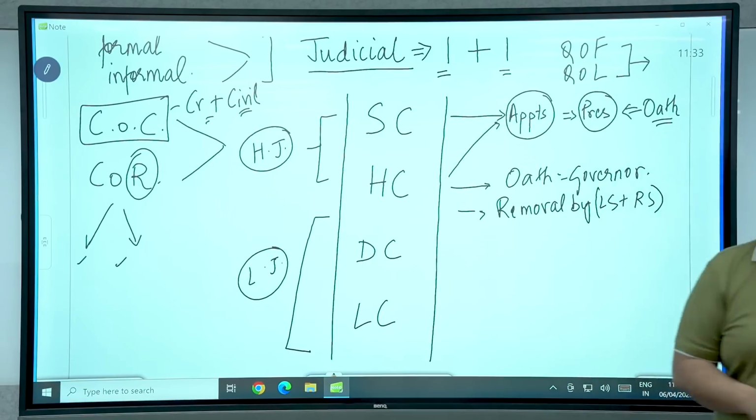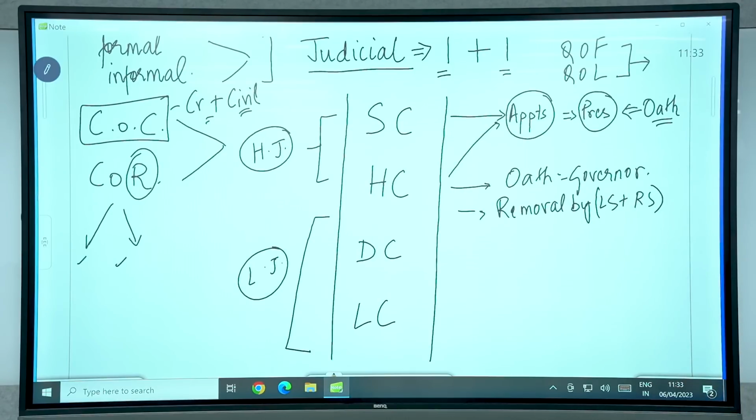Now see, appointed within a judicial setup called a collegium, removed by the Parliament. Rule number 4, checks and balances. Are we clear on this?